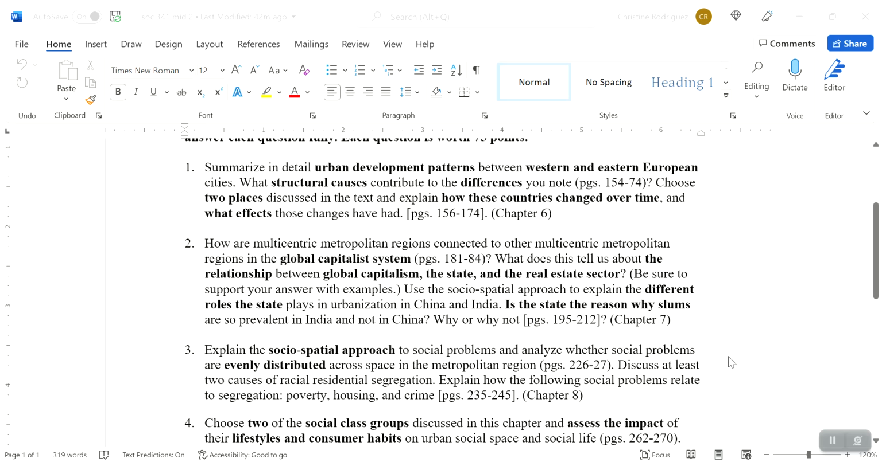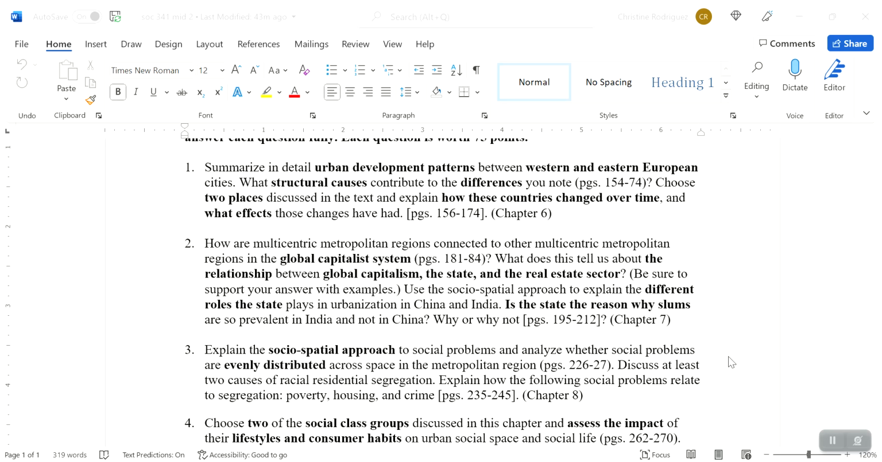Question number 2 comes from chapter 7. Here I ask you, how are multicentric metropolitan regions, the MCMRs, connected to other multicentric metropolitan regions in the globalist capitalist system? And I gave you the page numbers there. What does this tell us about the relationship between global capitalism, the state, and the real estate sector? Be sure to support your answer with examples, and there are plenty of them in the text.